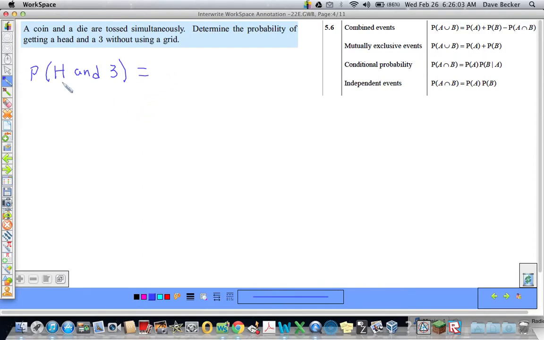So, what's the probability of tossing a head on a fair coin? Well, that's 1 out of 2. And what's the probability of tossing a 3 from a fair die? Well, that would be 1 out of 6. So the probability of both of those events occurring is equal to 1 out of 12. Yeah, that was easy.